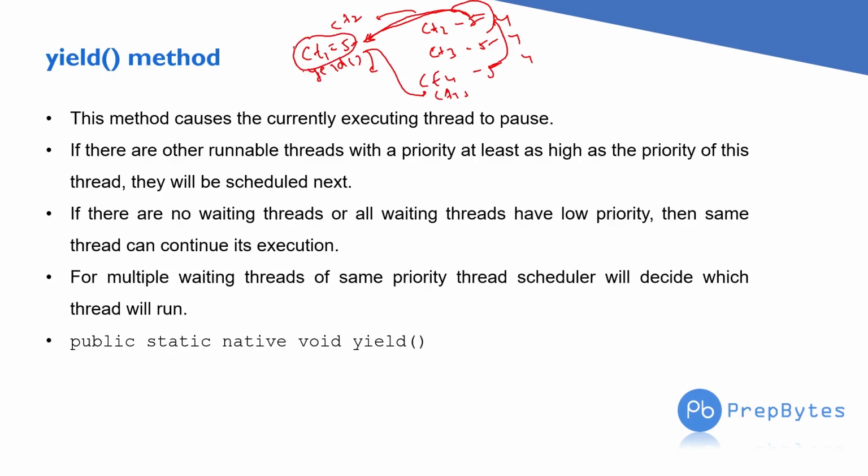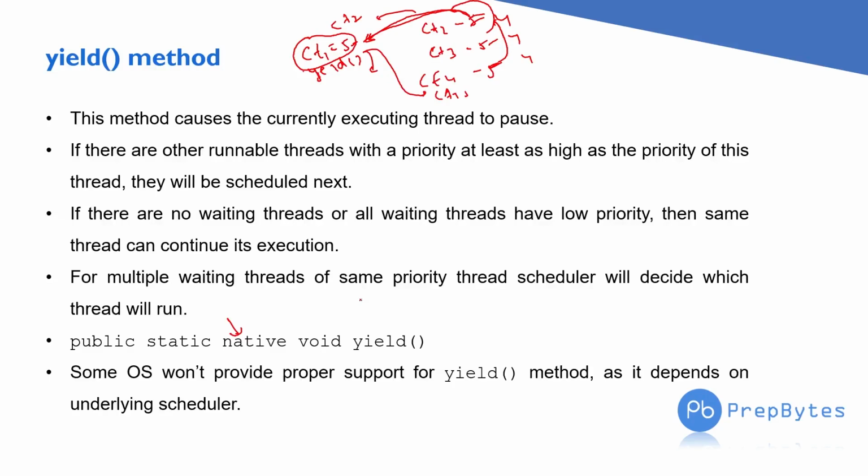So this is the signature: public static native void yield. What is the meaning of native? That it is not implemented in Java. Okay, the code is not in Java. Some OS won't provide proper support for the yield method as it depends on the underlying scheduler, as we have seen in this line. So some OS won't provide proper support for the yield method.